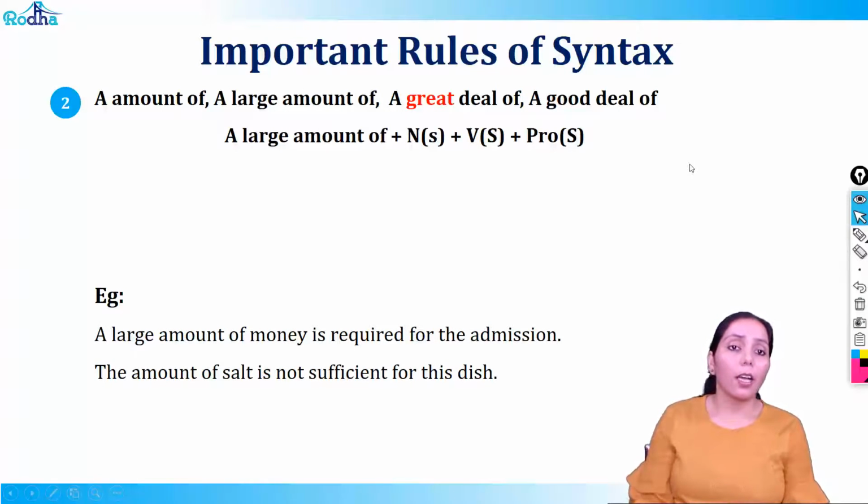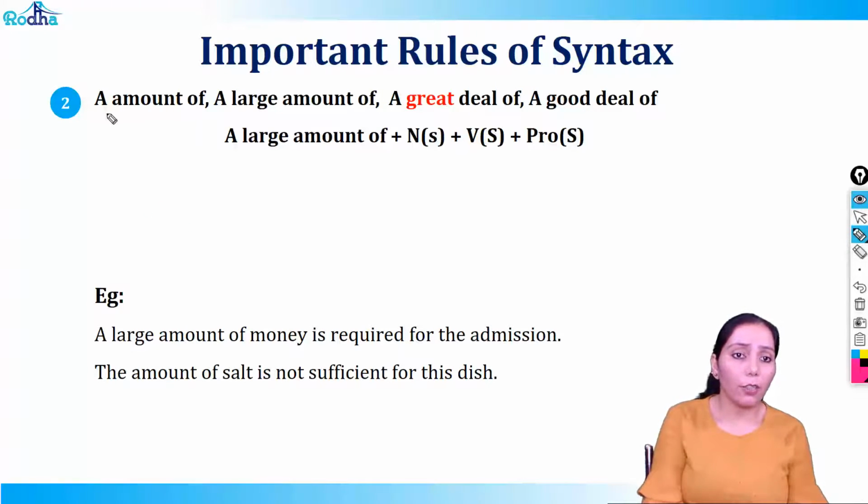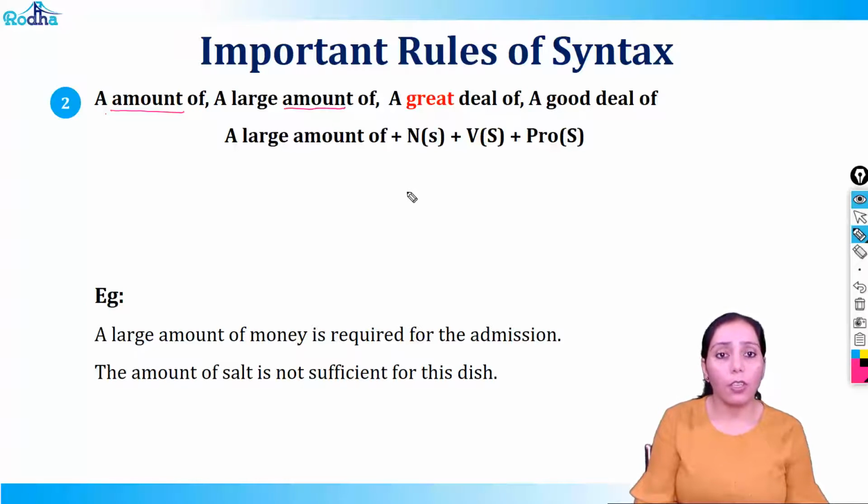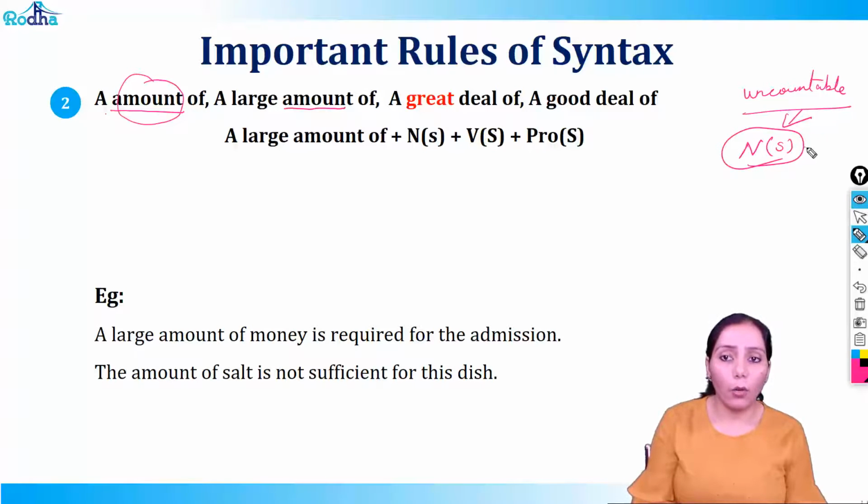Now, our second rule says: an amount of, a large amount of, a great deal of, a good deal of. Whenever these kinds of words come in a sentence, can you see that in all of these, amount is coming? In all such cases, we are talking about amount. And amount cannot be counted. It is uncountable. That means with them, the noun should always remain singular. And when the noun is singular, the verb is also going to be singular. And when the verb is singular, the pronoun should always remain singular. This is the simple funda to learn.